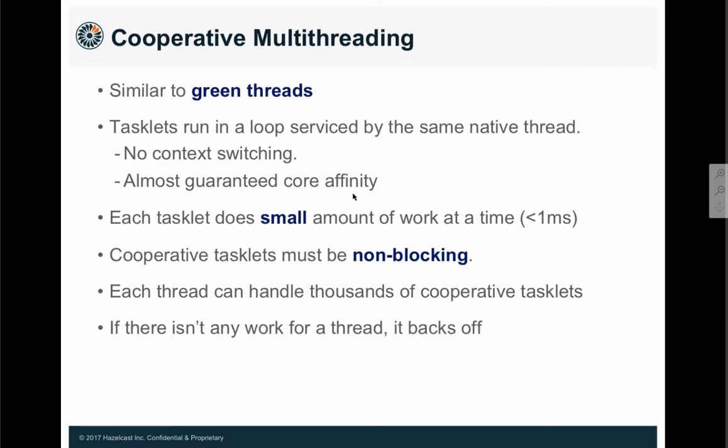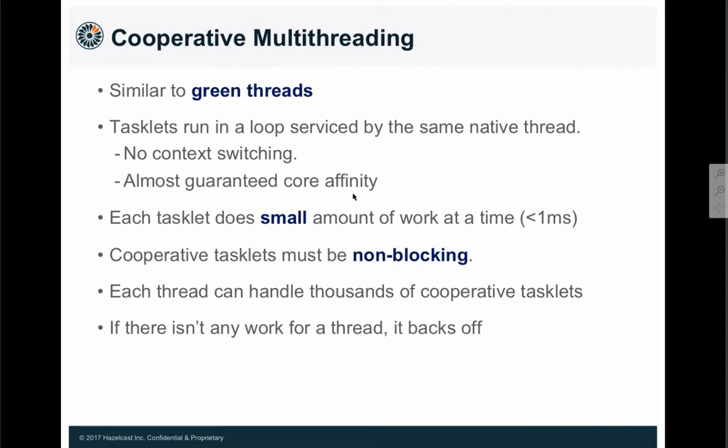The whole idea behind this is something called cooperative multi-threading, which is similar to things like green threads. It's not operating system level threads, but more like little tasks that can be run in succession. We have one native thread which can run thousands of these small tasklets with very little overhead. We also guarantee core affinity, which means we get more cache hits, so this gives really good performance. Each tasklet does a very small amount of work each time, typically less than a millisecond.